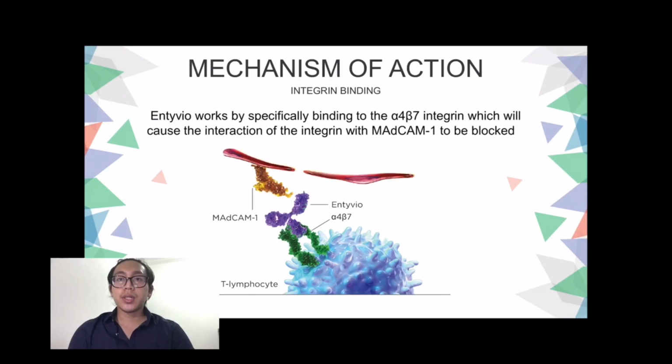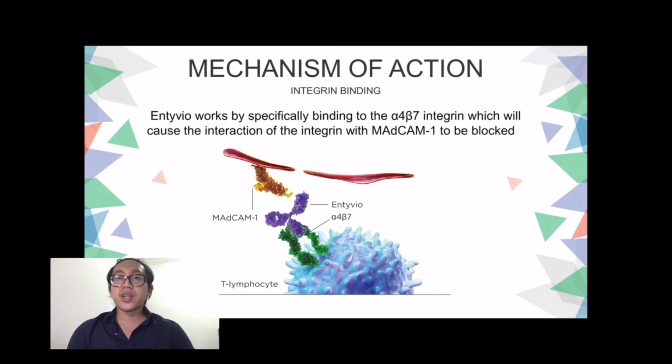As we all know, the gastrointestinal tissue inflammation can be seen by the increased number of lymphocytes and inflammatory cells which invade the tissue. The main cause of the inflammation is due to the interaction between alpha-4 beta-7 integrin and MAdCAM-1. So to counter the inflammation, Entyvio will work specifically to avoid this interaction.